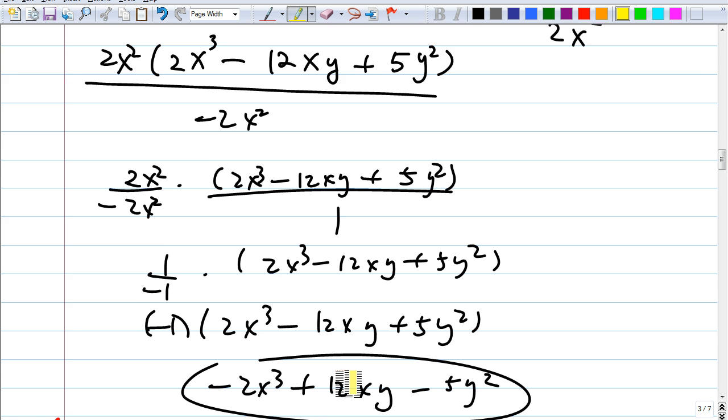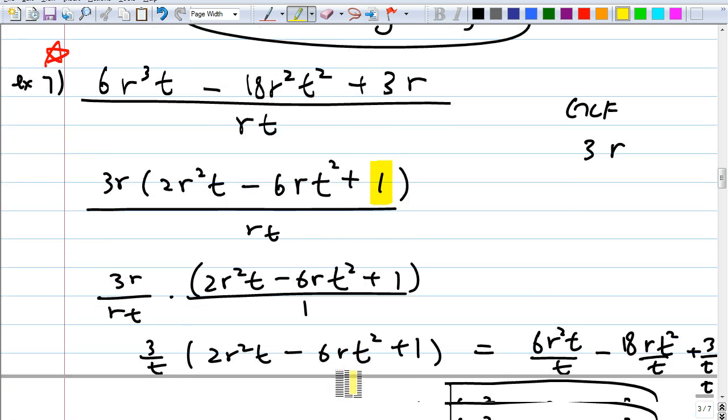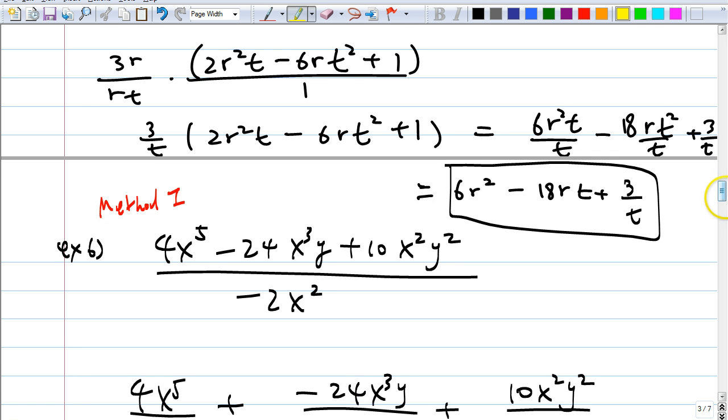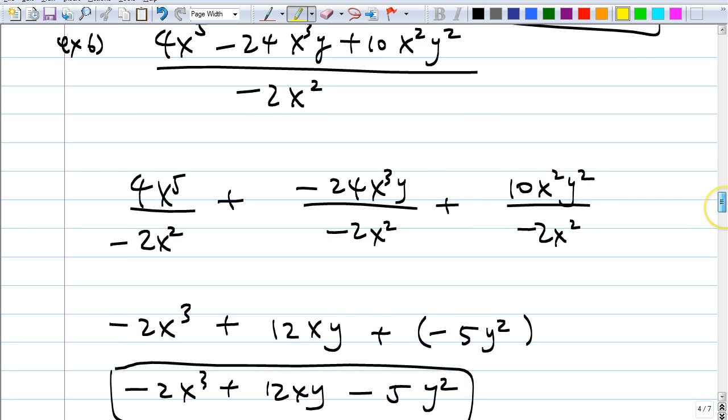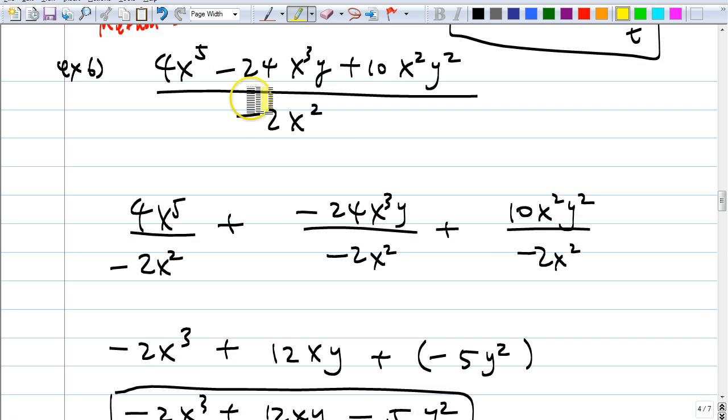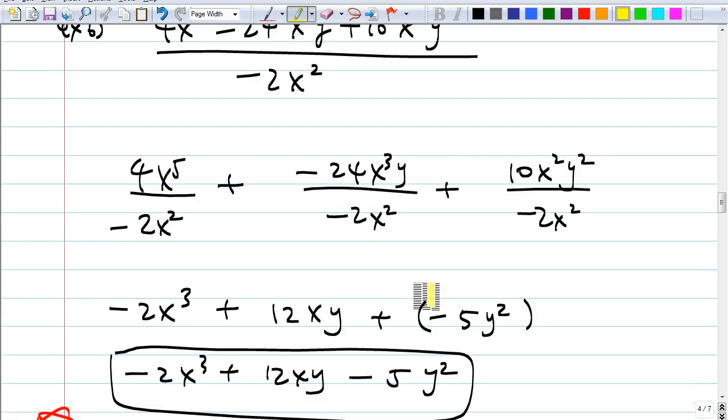Good. Now, those of you that did method 1, did you separate it like this? And then when you do, you get 4x fifth over negative 2x squared plus negative 24x cubed y over negative 2x squared plus 10x squared y squared over negative 2x squared. I wrote everything as addition so I don't make a mistake. Yes? And do you get the same answer when you simplify?